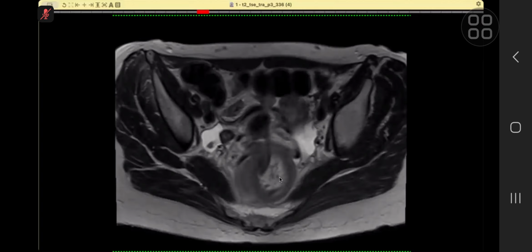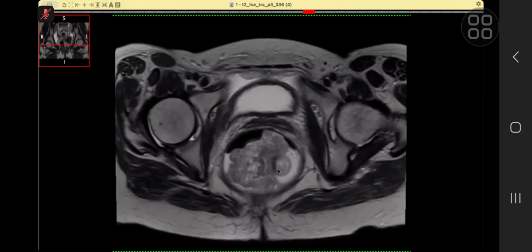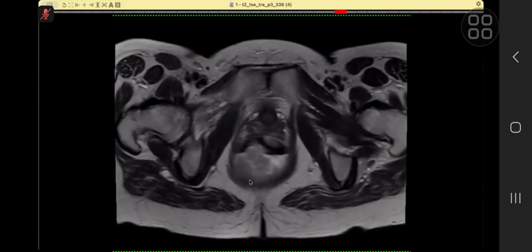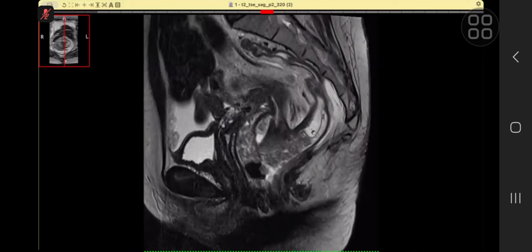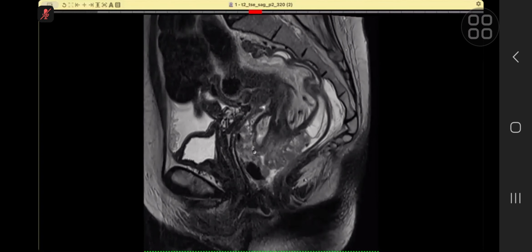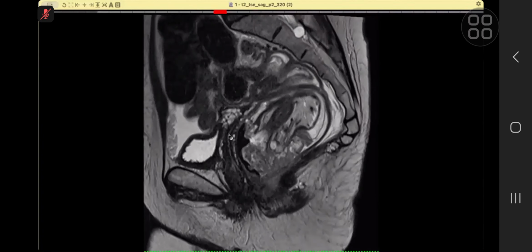It goes inside, and then more distally, there is a fungating luminal mass. This is a fungating luminal mass. I did not show you a coronal, but coronal shows it very well. So this is the vagina, and this is the uterus and the cervix. So you can see how much is the distension of the rectum, and this is because of this mass.